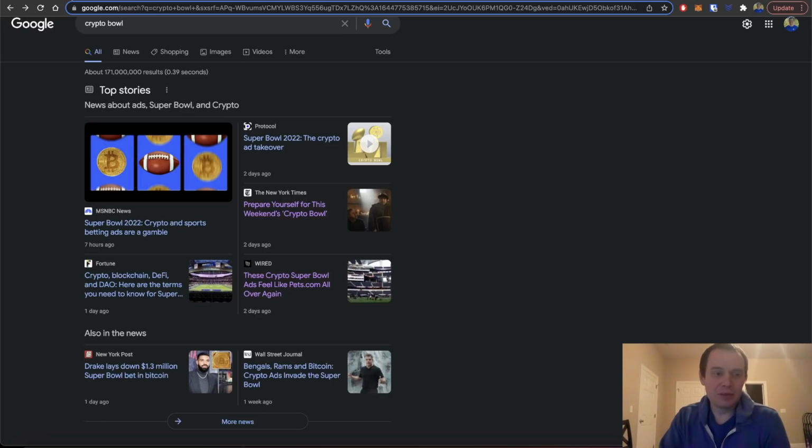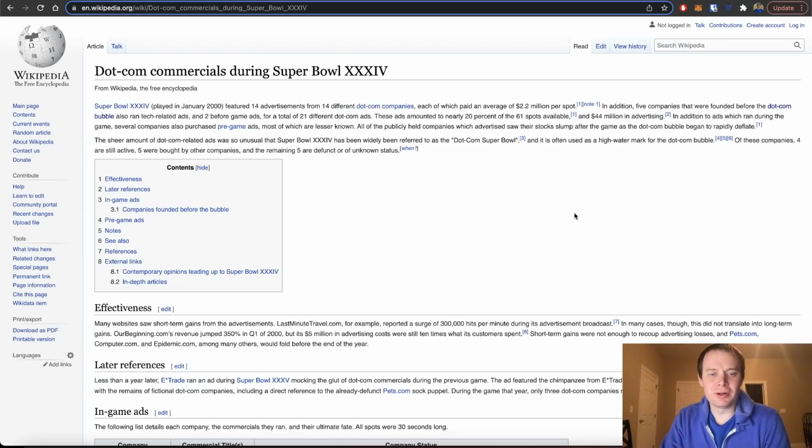Now, what's interesting, if you look up the dot-com commercials during the Super Bowl back in January of 2000, it featured 14 advertisements from 14 different dot-com companies, each of which paid an average of $2.2 million per slot, an average of $2.2 million. Now, here's the more important thing. There are lessons to be learned even when you're talking about historical crashes. All right, what are the lessons? You should take lessons away from it.